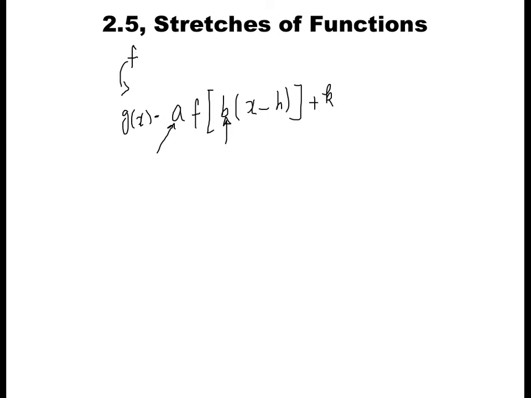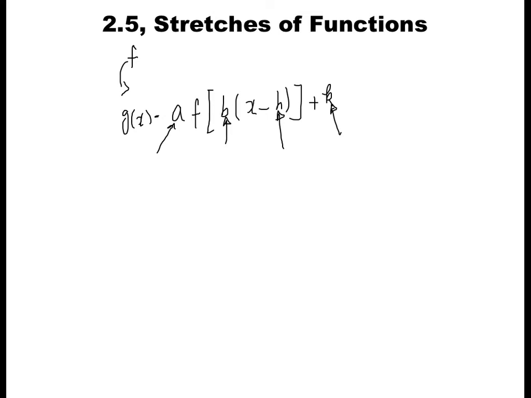Then we talked about the translation, which is determined by the parameters h and k. We said that if k is positive, the function is translated or moved up or down along the y-axis. If h is positive, the base function is going to move to the right, and if h is negative, then the base function is going to move to the left along the x-axis. Today we are going to talk about the stretch and compression of a function.